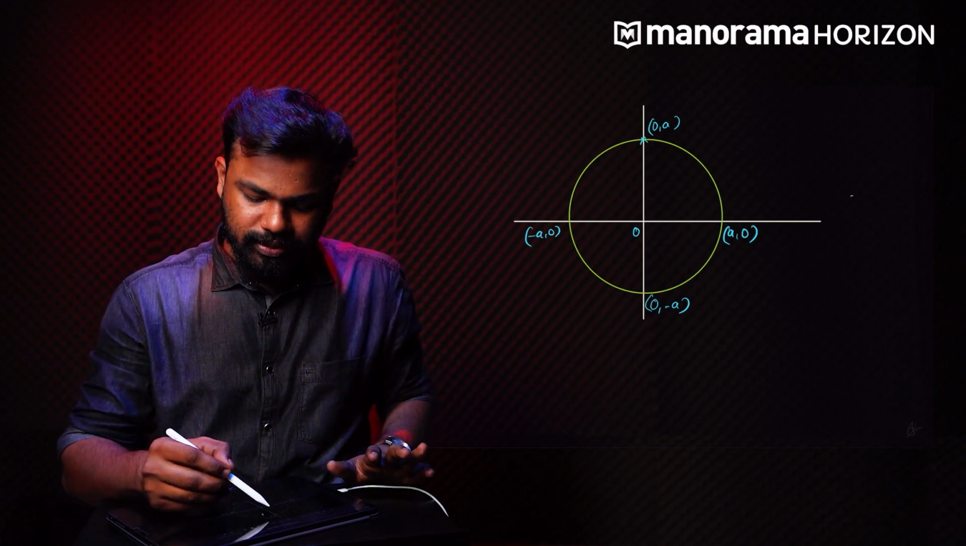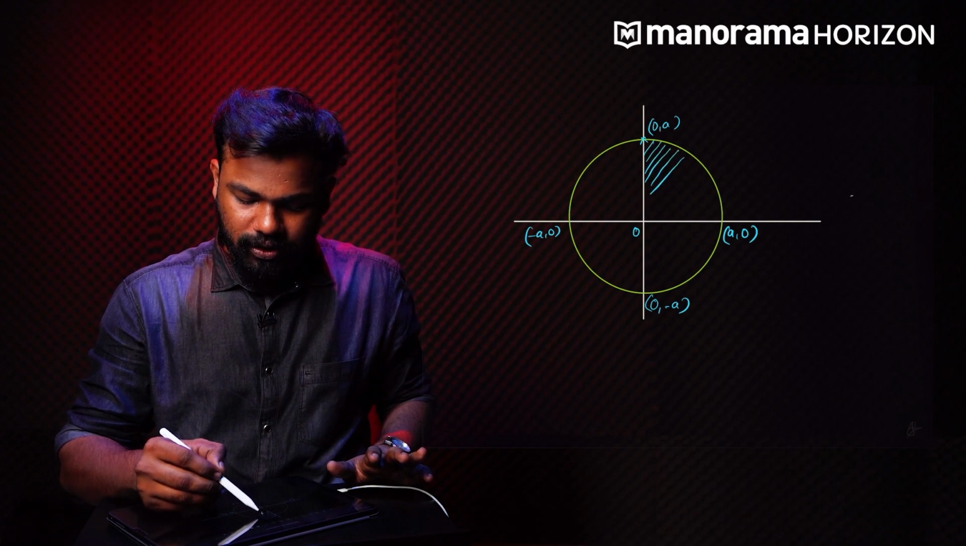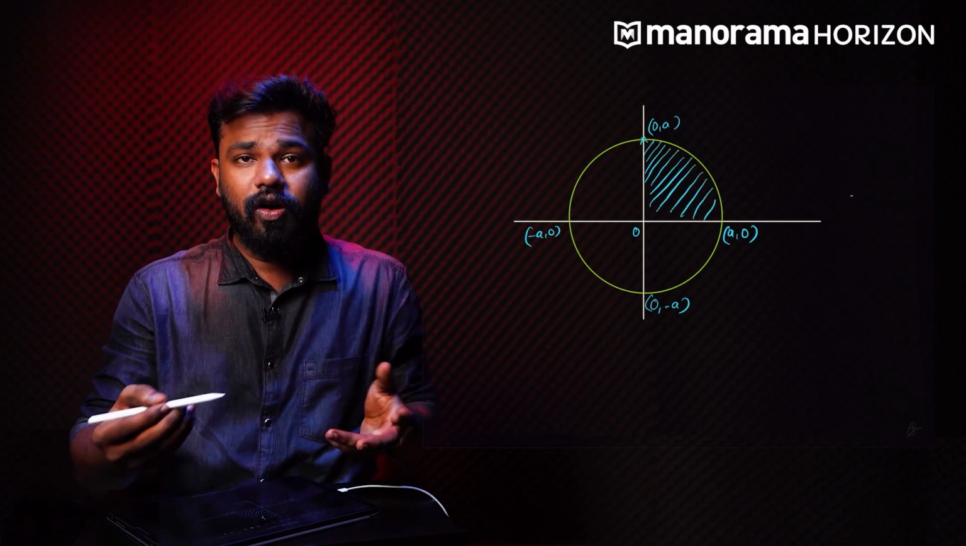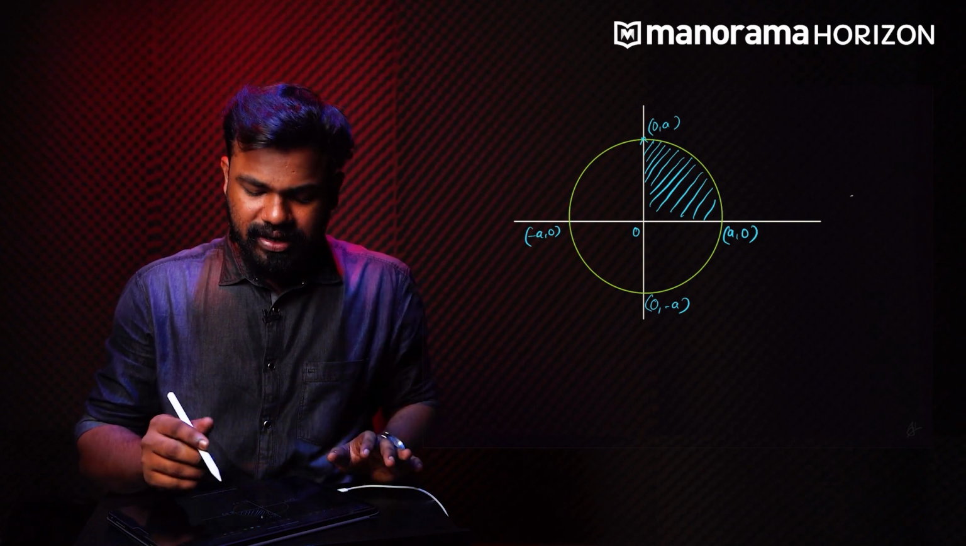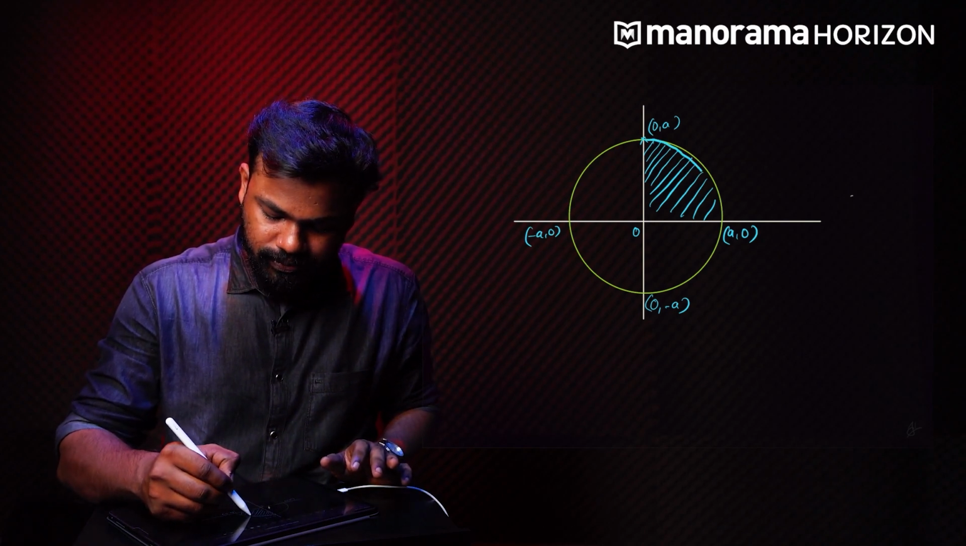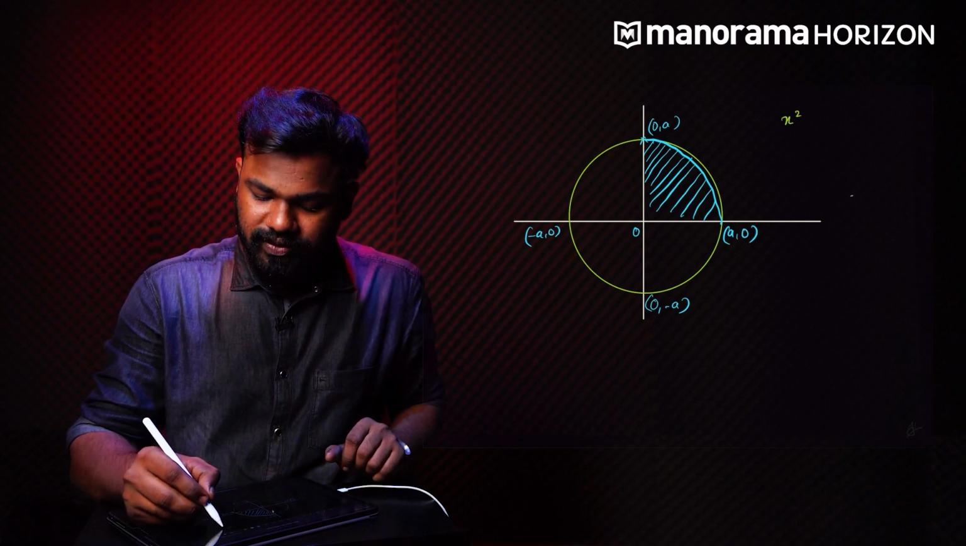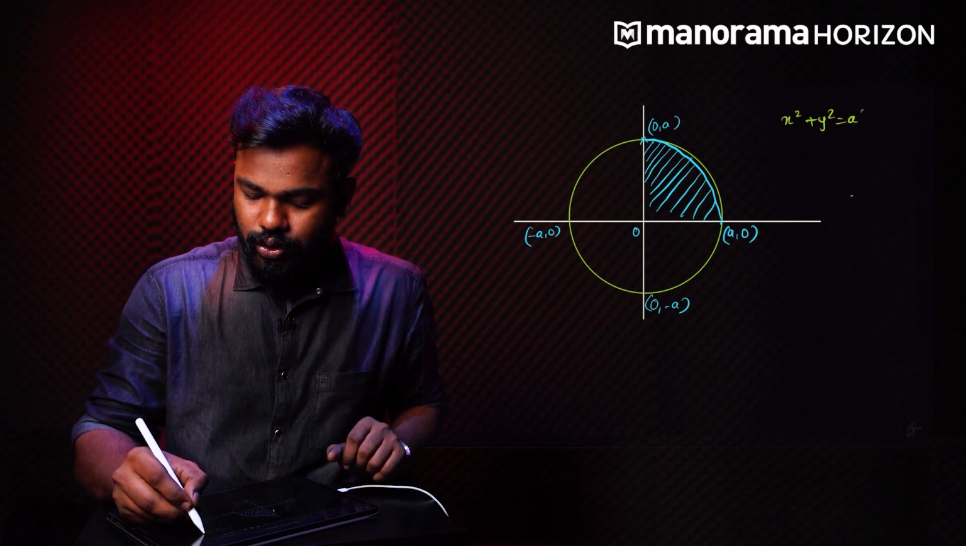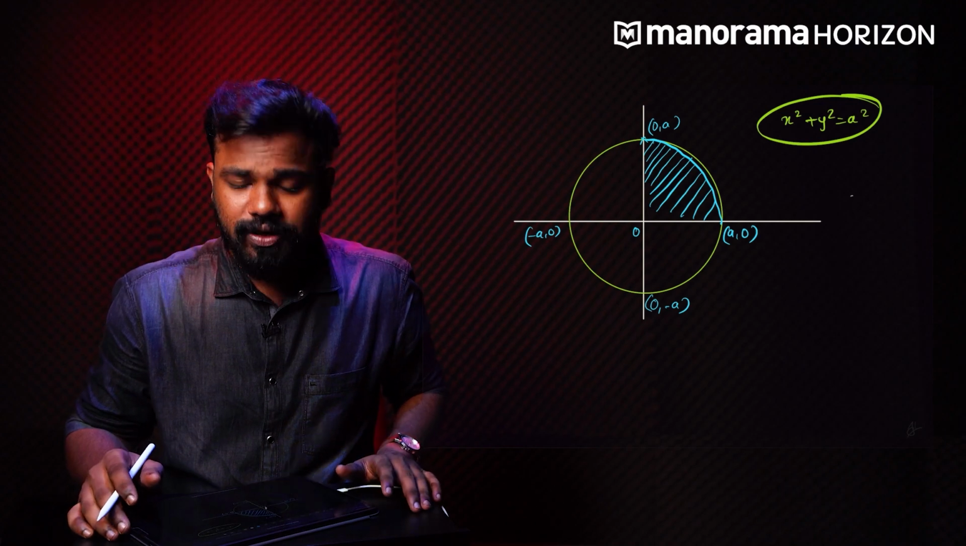What I'm going to do here is take the area of this particular quarter, or the quadrant we can say. That quadrant has a curve like this, right? And what will be the equation of this circle? Since it has the center at the origin and radius a, the equation of the circle is x square plus y square is equal to a square.